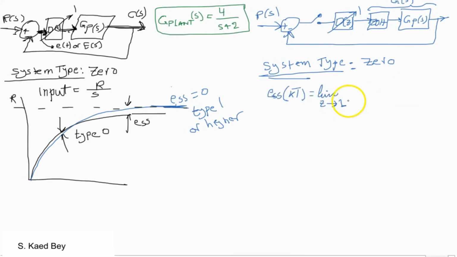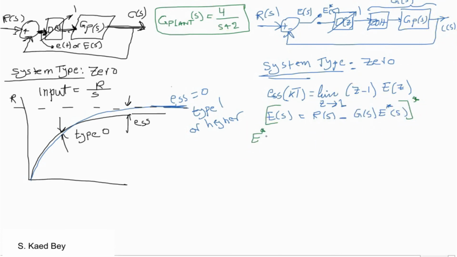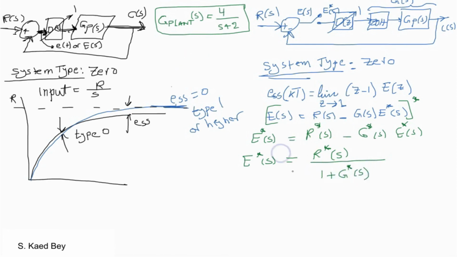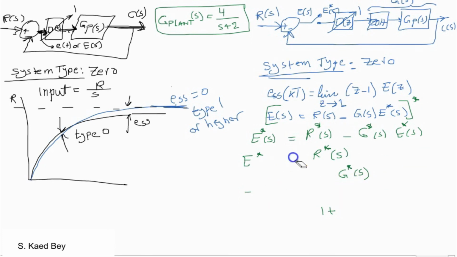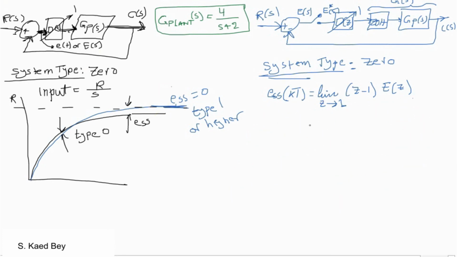A similar analysis is applied in the Z domain. We can start off by writing the final value theorem. In order to find the error in the Z domain, first we could find the E star in the S domain, and then we can substitute Z equals e to the power of sT. Please refer to previous videos for more information. It's clear that we have arrived at a similar relation to that obtained in the S-domain.